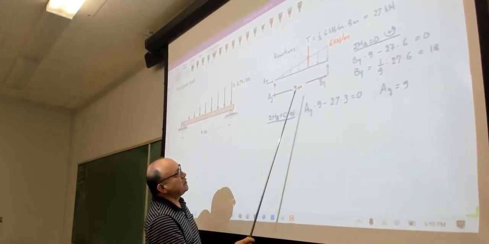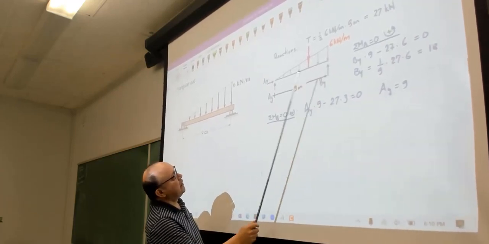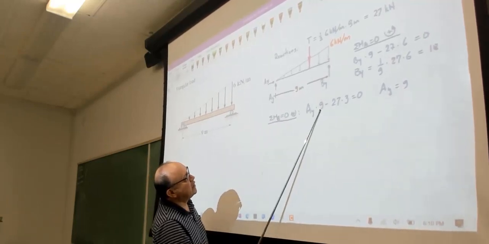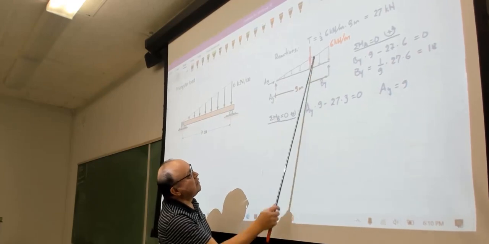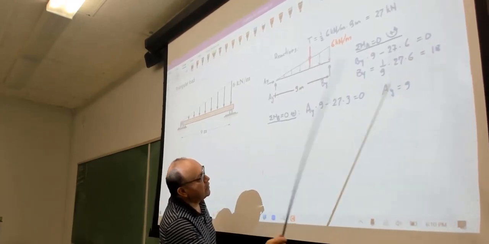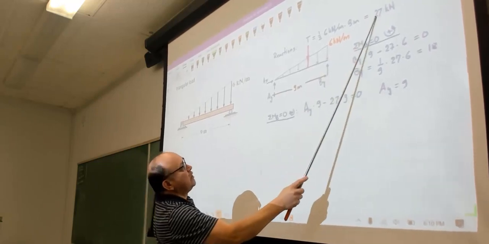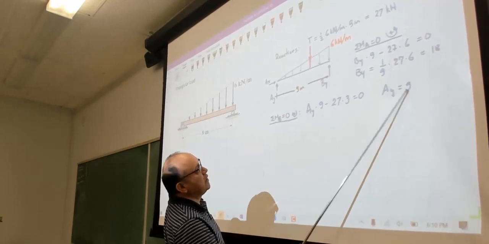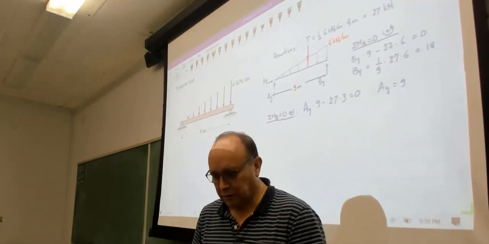And then summation of moments about point B will be AY times 9, this force, and this one, 27 times 3, and you solve for AY to get 9, and you check, right? 27 going down has to be equal to this plus this. What is 18 plus 9? 27. Perfect. Okay, let's continue.